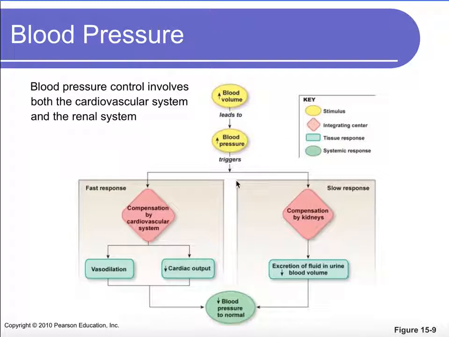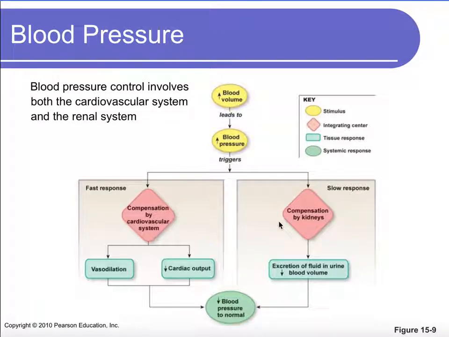So what can you do? We have a very quick response by the cardiovascular system. If we want to lower blood pressure, we will cause vasodilation of our blood vessels and will decrease our cardiac output. For example, this is done by activating the parasympathetic and inhibiting the sympathetic. So that will cause vasodilation, that will lower heart rate, that will decrease contractility, and all of that will contribute to lower blood pressure.